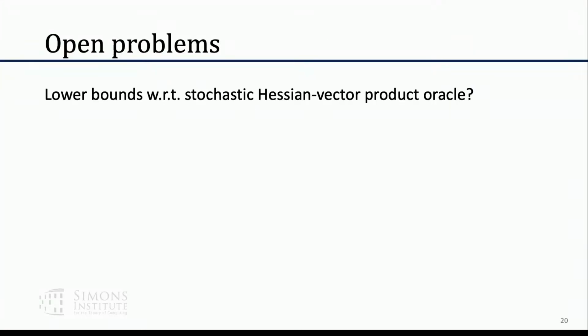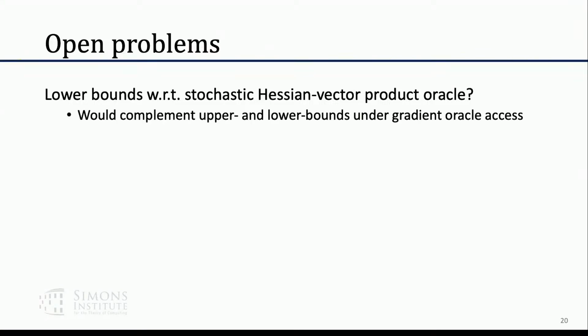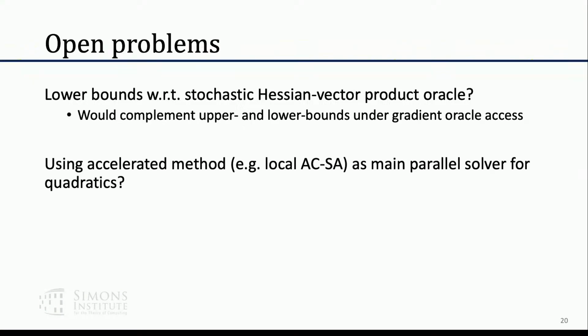Some open problems. As I mentioned, can we extend the lower bound results that we have in terms of stochastic gradients to account for stochastic Hessian-vector products? Now, it might not seem such a big deal, because we know in the deterministic setting, Hessian-vector products and gradients are roughly equivalent, or they can be transformed from one to the other. But in a stochastic setting, it's a bit more subtle. So there might be some hope for some interesting results there. And this, of course, would complement what we have.